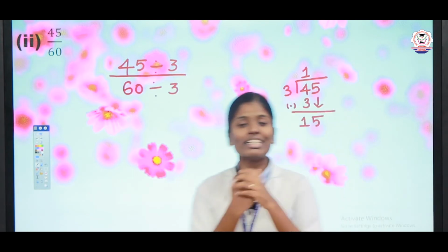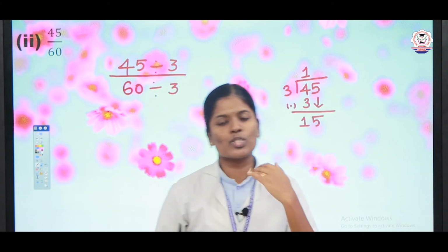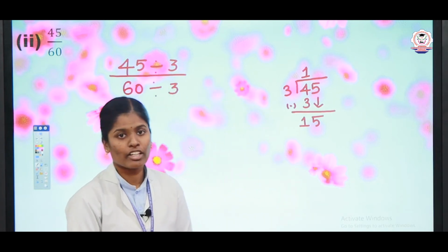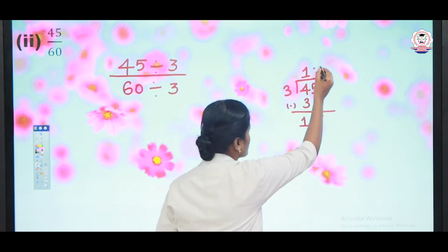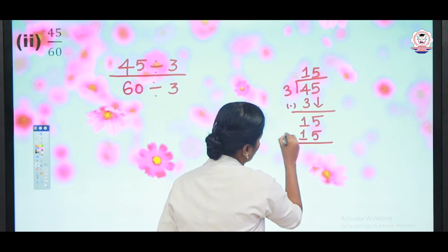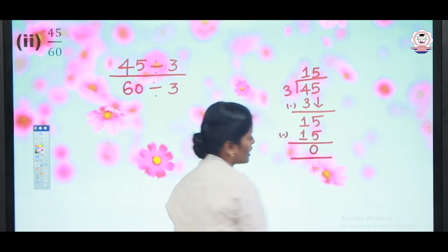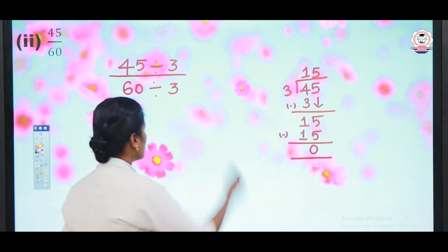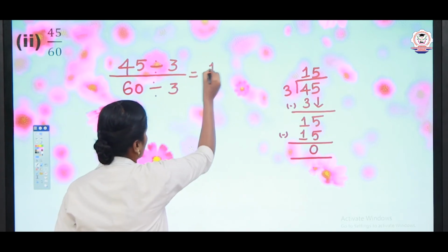Now, tell me Kiran, 3 table of 15 is very good. How many times? 3 5s are 15. So, here the quotient value is 5, 3 5s are 15. Now, 15 minus 15, the answer is 0. So, we got the quotient value 15. Write here 15.